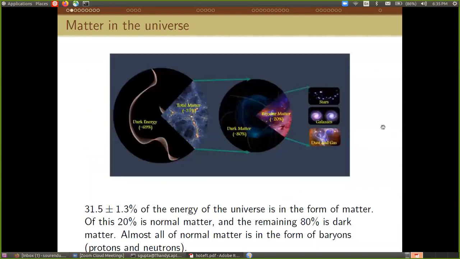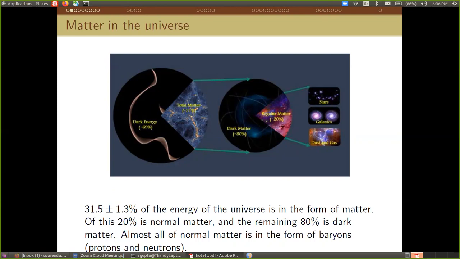Now, this is a picture that has been shown many, many times. This is the energy budget of the universe. About two-thirds of the universe is made up of a thing that we don't know much about, and we just give it the name dark energy. About one-third of the universe is in the form of matter. One-fifth of this one-third is normal matter, the matter that we know, that we see around us, that we have studied for a few hundred years. The remainder is dark matter, and we know very little about that. But let me concentrate on normal matter because that's what we know about. Almost all of normal matter is in the form of baryons. Baryons are particles like protons and neutrons. So that's the energy budget that the universe has.